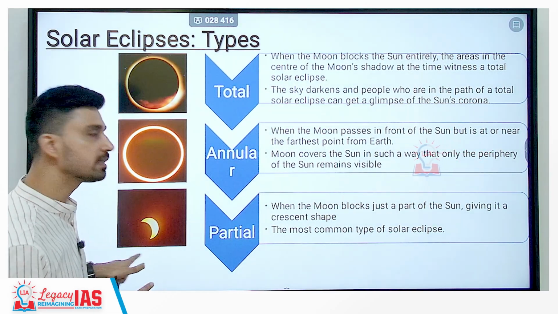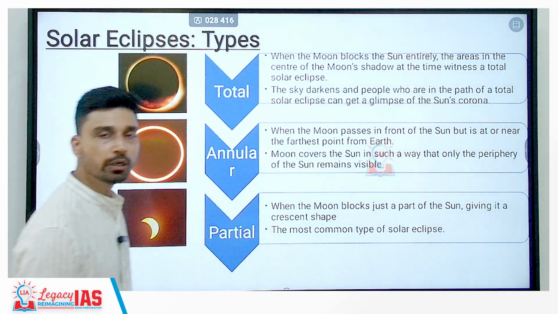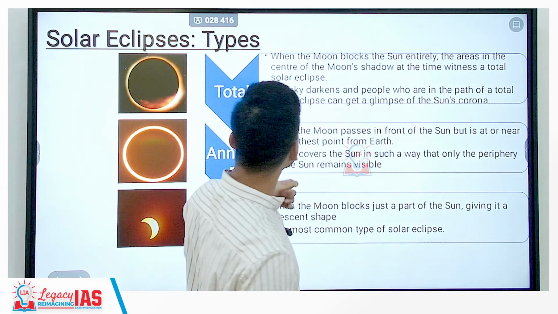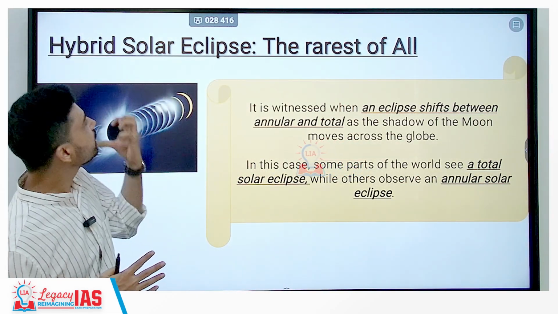So, the sun takes a kind of crescent shape. This is also the most common type of solar eclipse, which happens very frequently. And last, the rarest of all, is the hybrid solar eclipse.